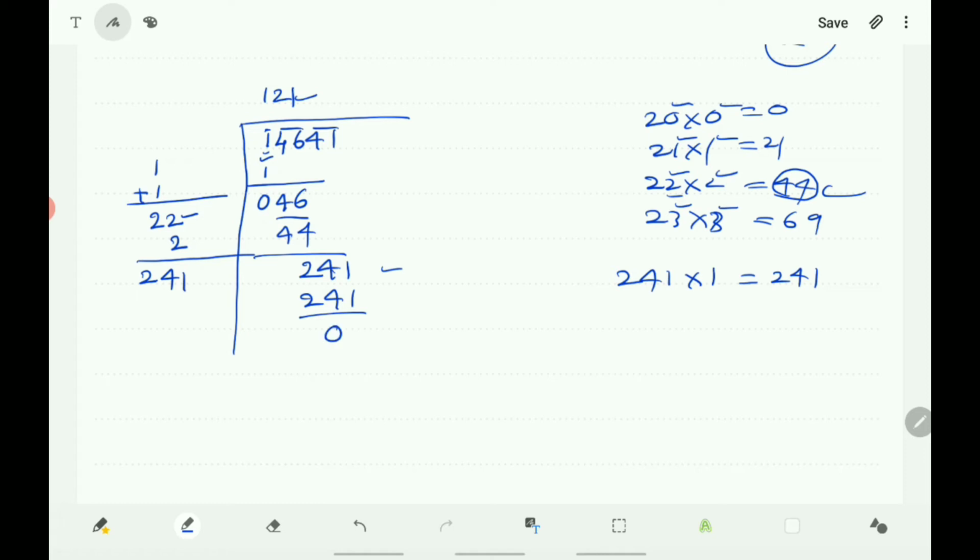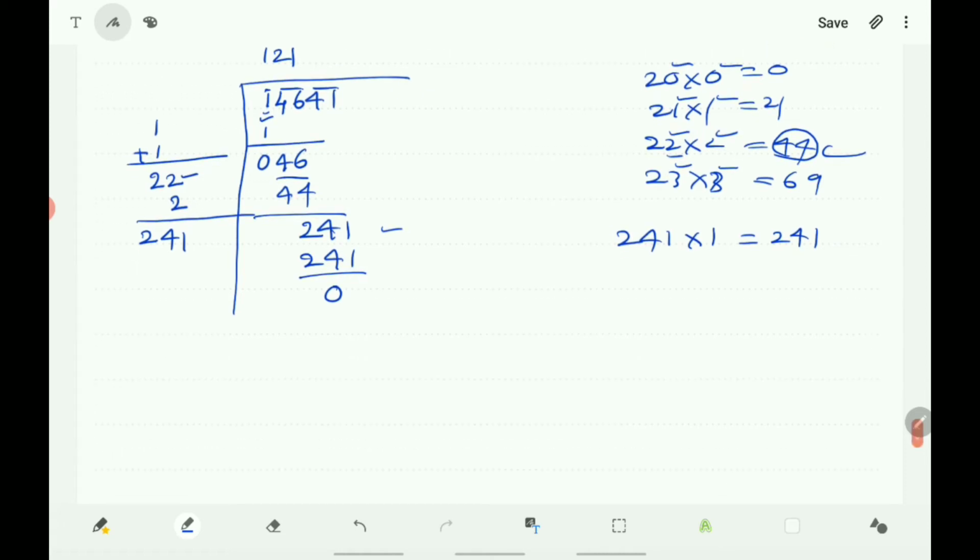So what is the square root of 14,641? The square root of 14,641 is equal to 121. So again you know that it is a rational number. The square root of 14,641 is equal to 121. It is a rational number.